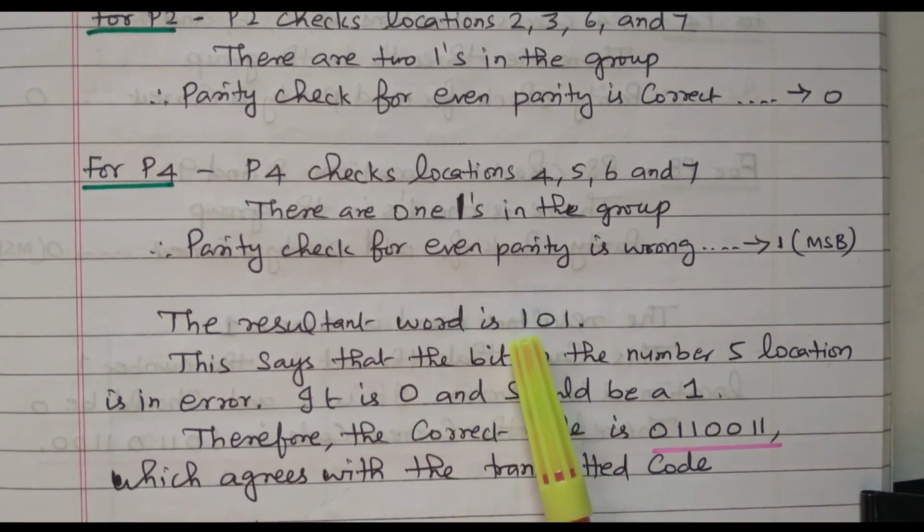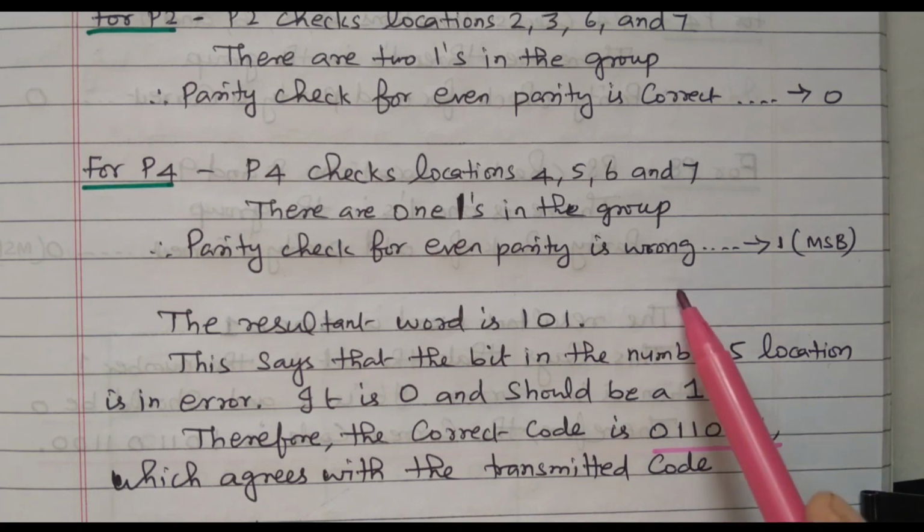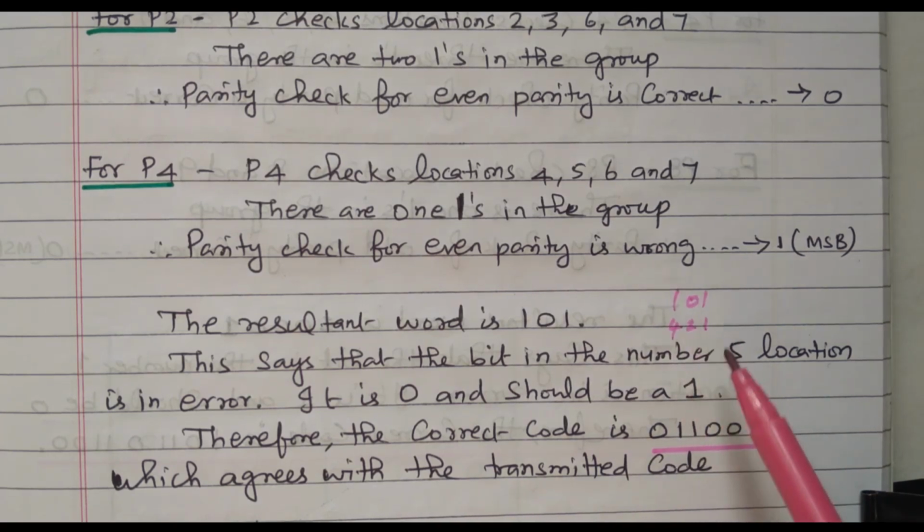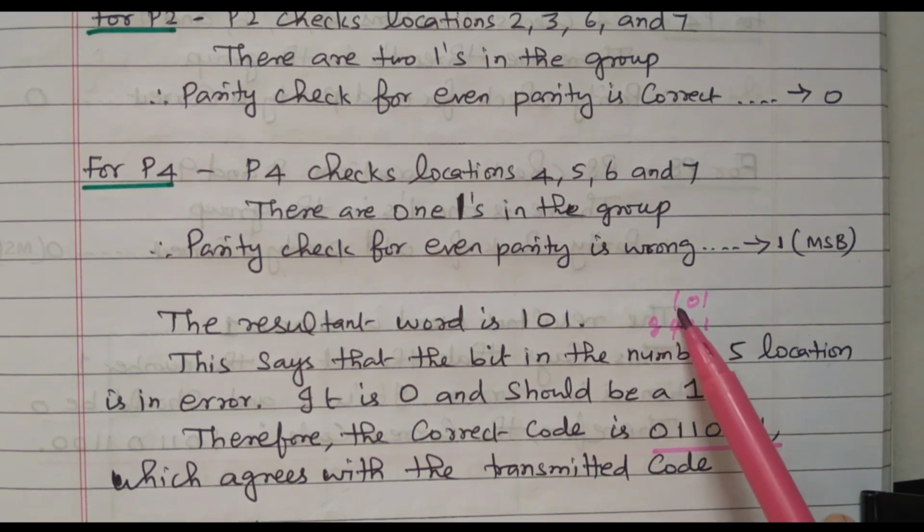So what is this 101? 101 is nothing but 5, right. By using the binary code, 101 means 4, 2, 1. We give the weightage 8, 4, 2, 1. So 8 is not available. Here 1 is available, 4. Here also 1 is available, 1. So 4 plus 1 is 5. The resultant value will be 5, right.